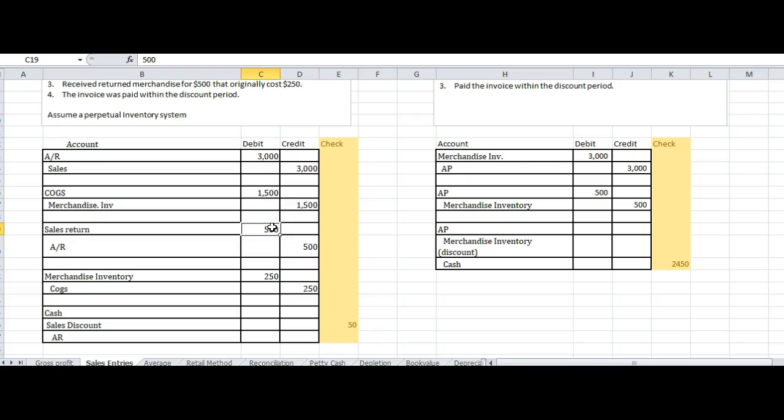This is the sales return. And this is how much the sales return put back into inventory. I think everybody got that fairly well. It's when they went to pay this thing off or to receive the cash, whatever. They had a $3,000 invoice. $500 was returned. That means the company owes them $2,500. So they have it with a discount, and the discount is 2%.